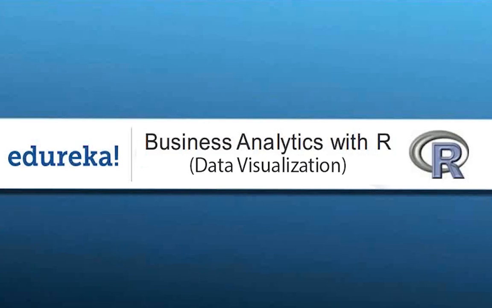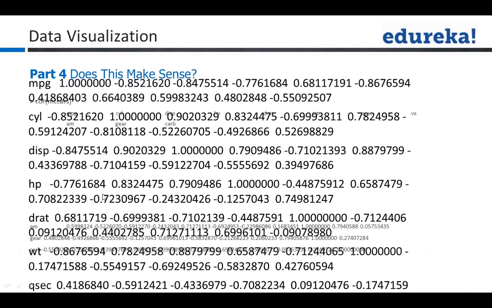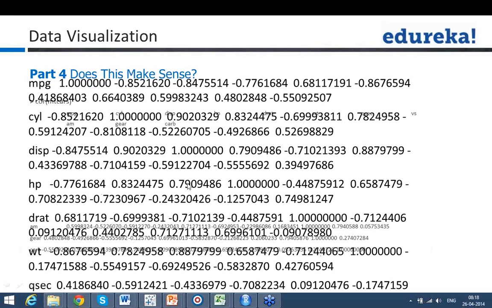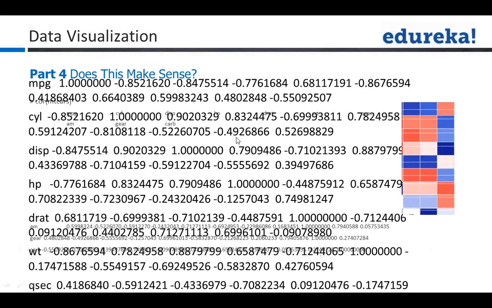So we'll start today with visualization. What this is telling you is how data looks when you just look at it as numbers. I'm looking at the class data here, and if I just look at the data, it's just a bunch of numbers thrown at my face. I can't make anything out of it.